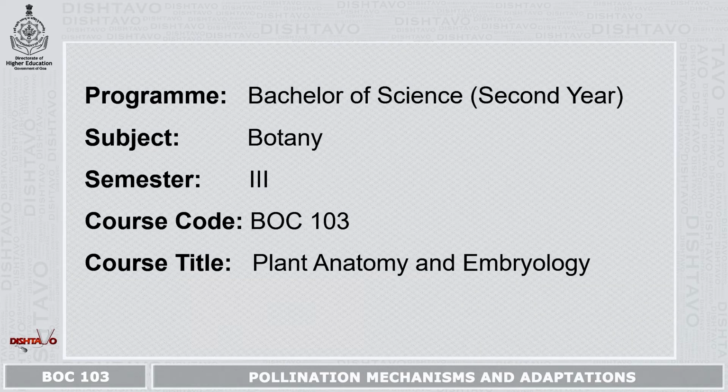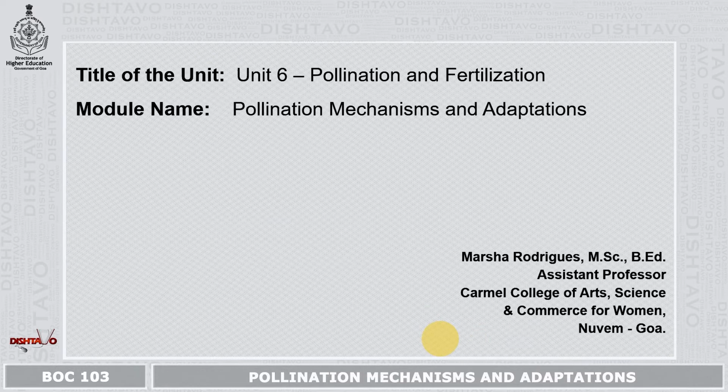Today's lecture is for the program Bachelor of Science Second Year, Subject Botany, Semester 3, Course Code BOC 103, Course Title Plant Anatomy and Embryology. Title of the unit, Unit number 6, Pollination and Fertilization. Module name, Pollination Mechanisms and Adaptations.